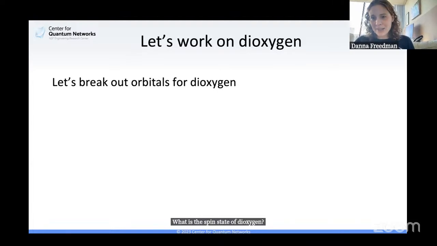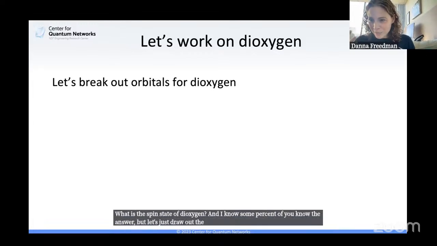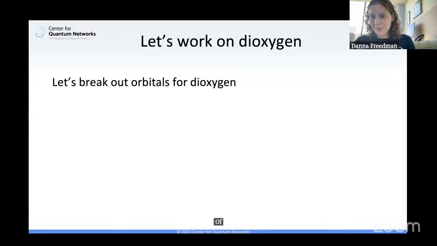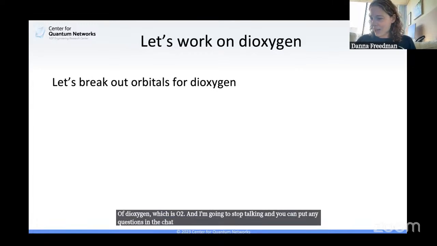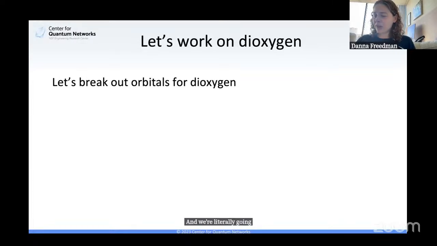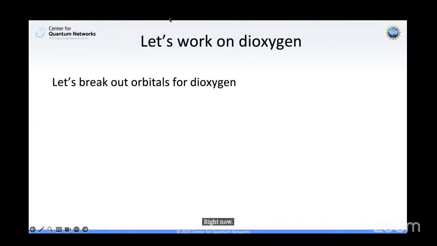I know some percent of you know the answer, but let's just draw out the molecular orbital diagram of dioxygen, which is O2. I'm going to stop talking and you can put any questions in the chat. I'm just going to check my time on my phone. We're literally going to give you 3 to 4 minutes on this right now. Any questions in the chat, I will answer with my voice.